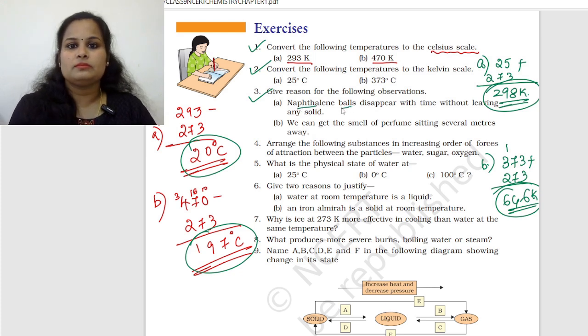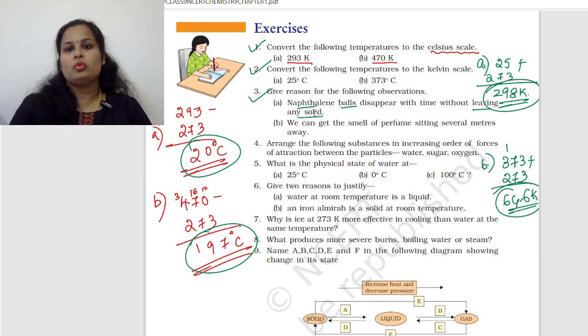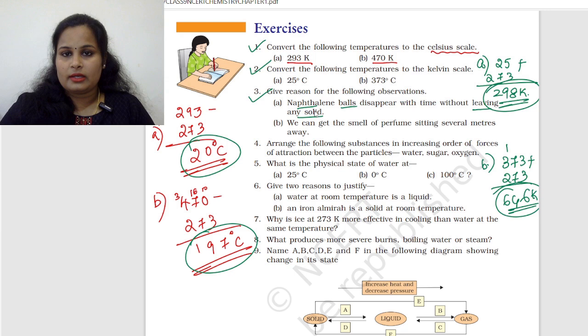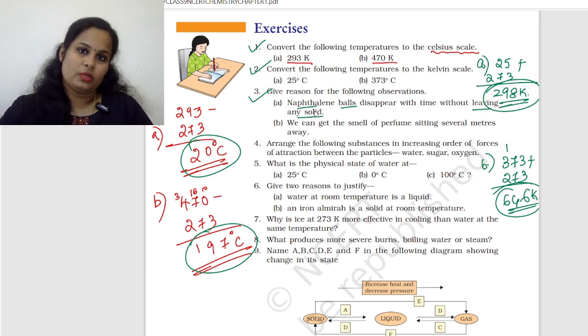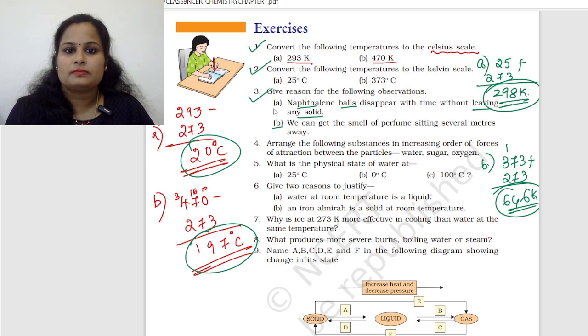Naphthalene balls or the mothballs disappear with time without leaving any solid. So you have to include the keywords over here. Why do naphthalene balls, which are solid, get converted into gaseous state? Because naphthalene balls are a sublimable substance which undergoes the sublimation process. So from solid they are getting directly converted into gaseous state without that intermediate liquid state. So you need to include that keyword sublimation over here and explain it directly changes from solid to gas. All right. And the B question, we can get the smell of perfume sitting several meters away for sure.